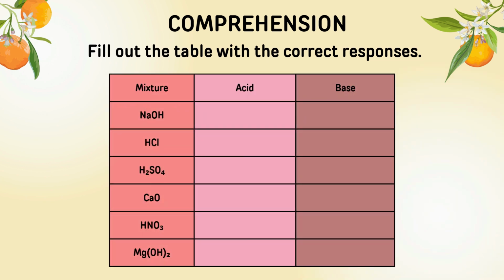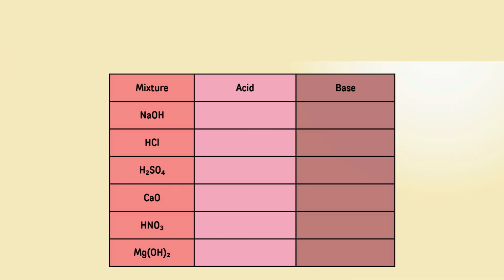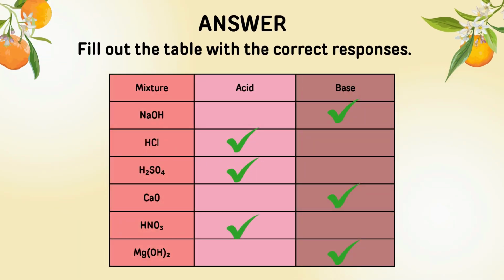Fill out the table with the correct responses. So we'd like to know if the mixture is an acid or a base. Yay! I'm so proud of you. So we have sodium hydroxide, calcium oxide, and magnesium hydroxide as the bases, and then we have hydrochloric acid, sulfuric acid, and nitric acid as the acids. Great job, students.